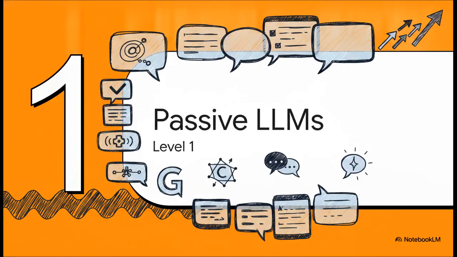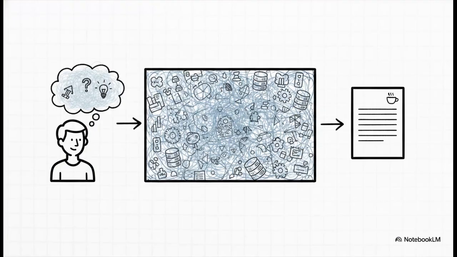All right, starting at the baseline, Level 1, Passive LLMs. We are kicking things off with large language models. You know these. They're the foundational technology powering hugely popular tools like ChatGPT, Google Gemini, and Claude. The basic mechanism here is incredibly straightforward. You, the human, give it an input, and the LLM spits out an output based entirely on its massive pool of training data. It really takes the heavy lifting out of basic communication.